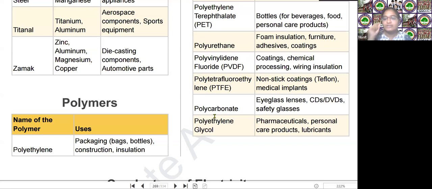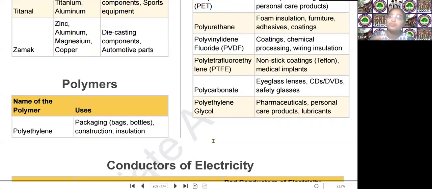Okay, so this is one type of polycarbonate glass. And another one is polyethylene glycol. Polyethylene glycol is one of the polymers. This type of polymer is used in pharmaceuticals. Okay, pharmaceuticals means the medical industry, and in the manufacturing of personal care products and lubricants.